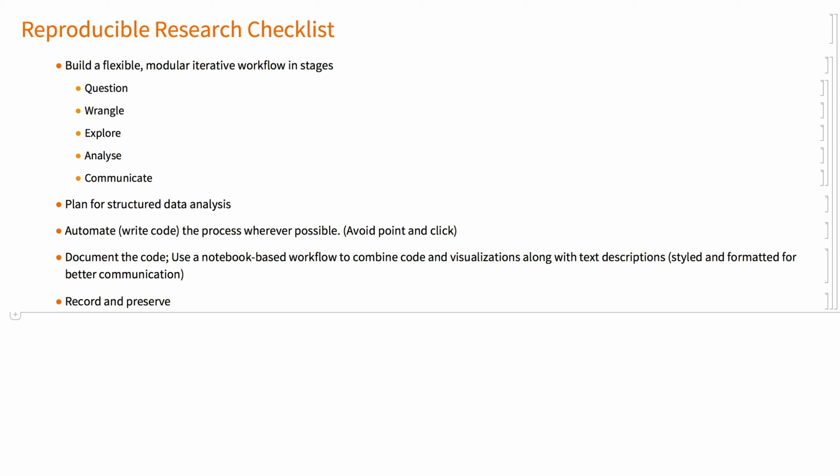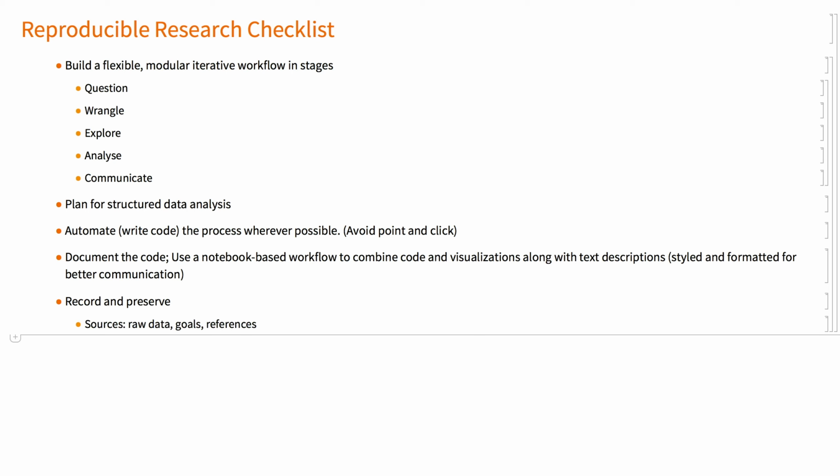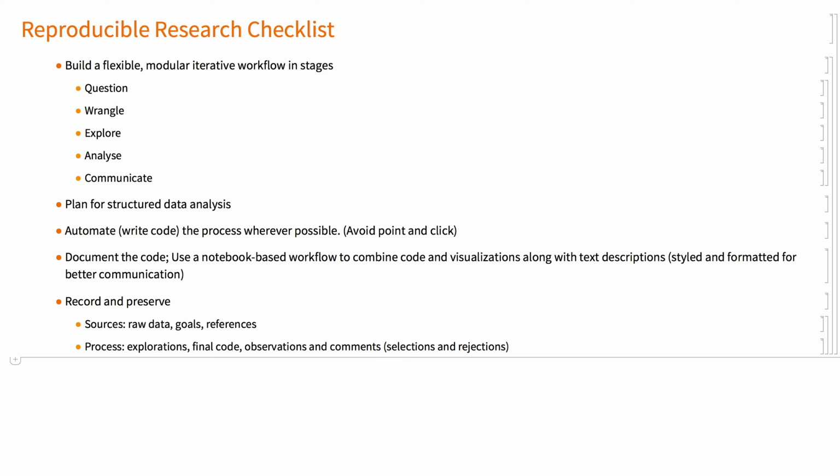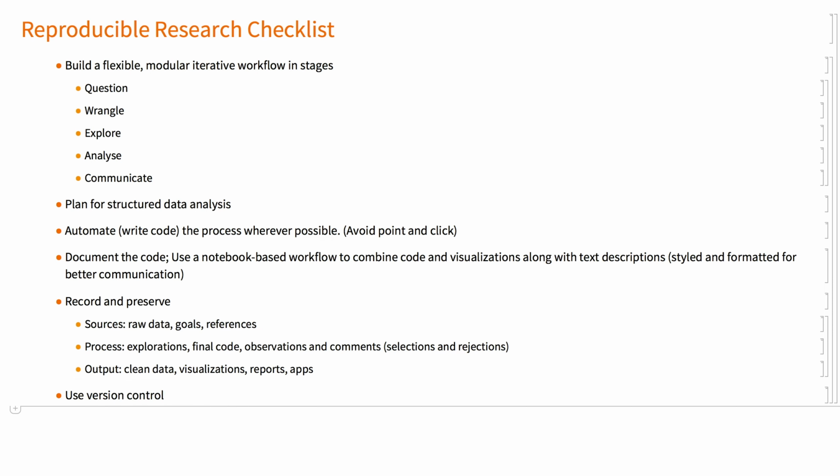The best practices for data science projects include recording and preserving everything, whether it's raw data from original sources or initial goals of the project and the questions they morphed into, references used for making decisions at each stage of the workflow, all of it. And of course, record the process itself, the final code used for the analysis, as well as all explorations, observations, and comments, what was presented to the world, as well as what wasn't. Version control is a no-brainer for storing code.